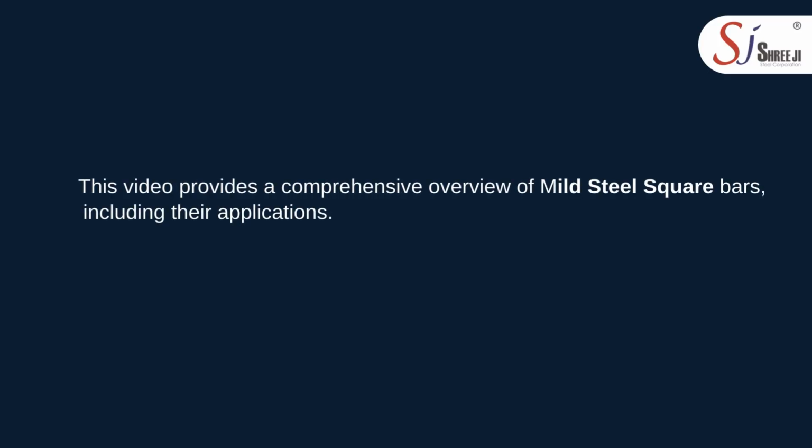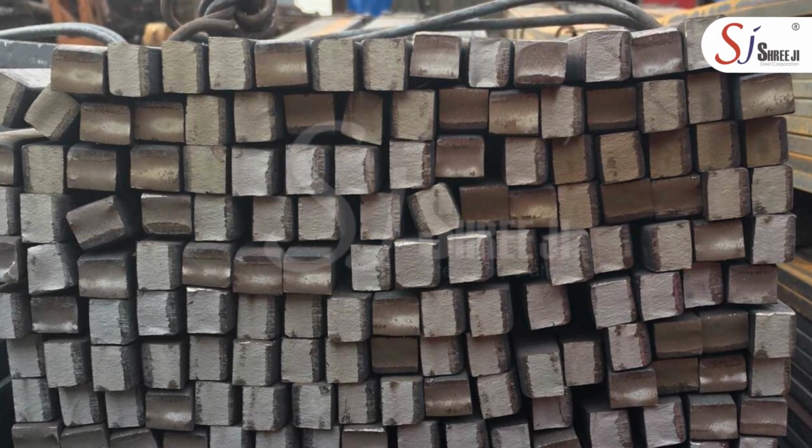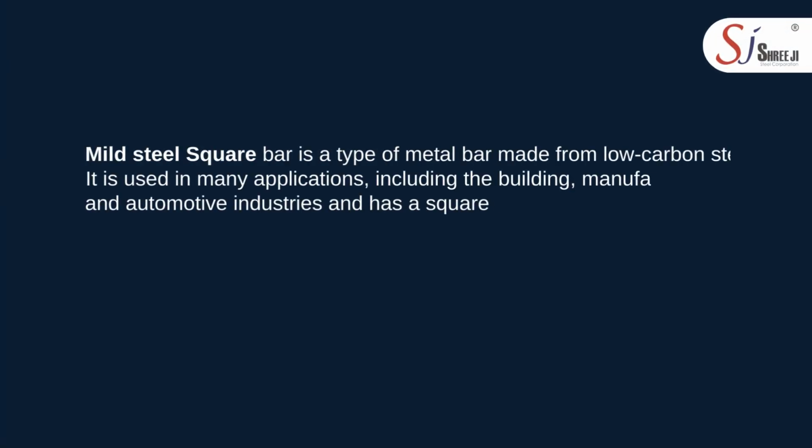This video provides a comprehensive overview of mild steel square bars, including their applications. Mild steel square bar is a type of metal bar made from low-carbon steel. It is used in many applications, including the building, manufacturing, and automotive industries, and has a square cross-section.